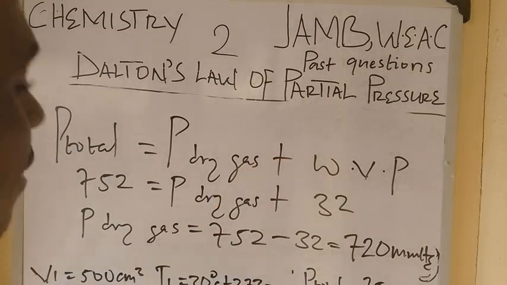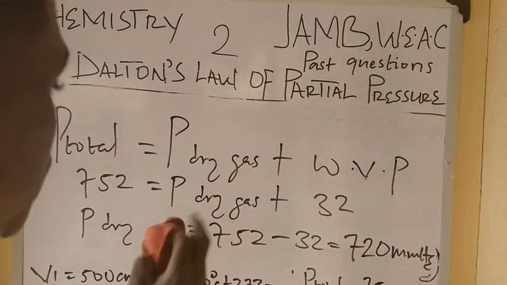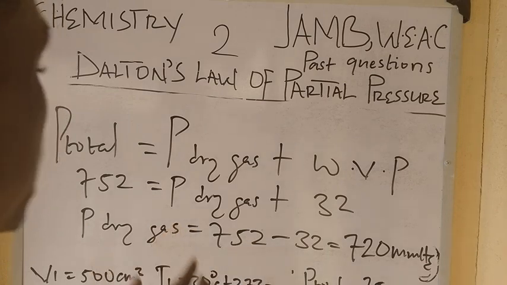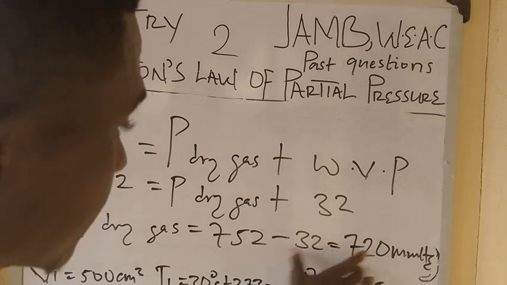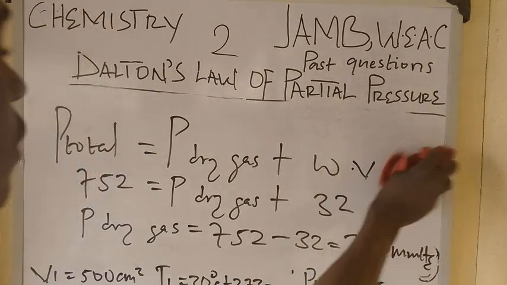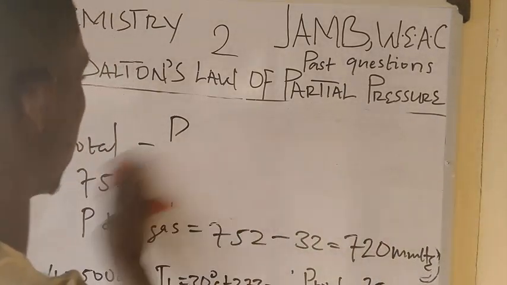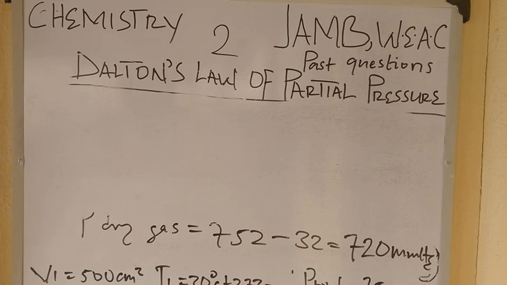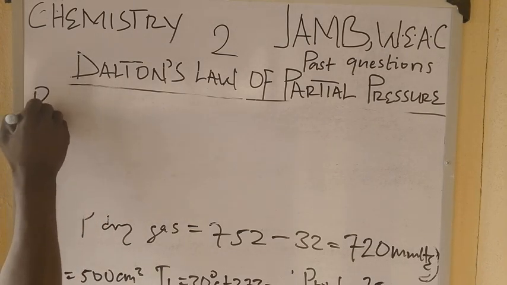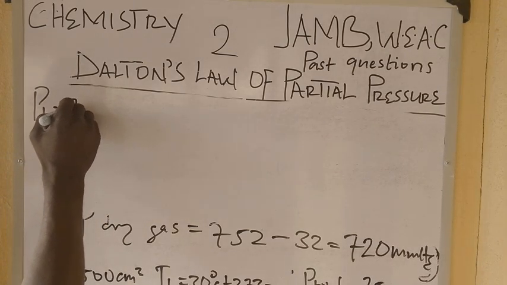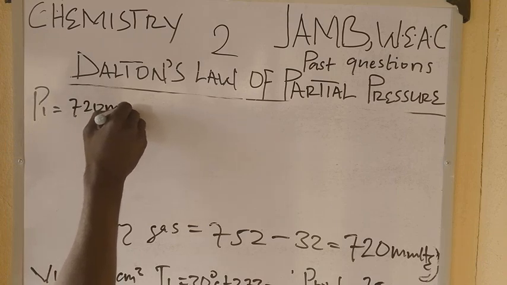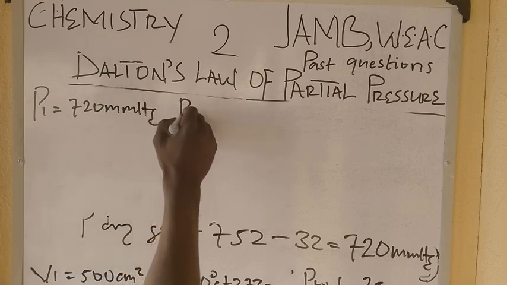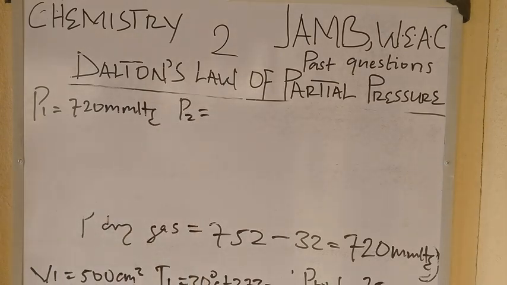So if I want to bring out this data very clearly now, this is the first step. You get the pressure of the dry oxygen. So the pure pressure of the dry oxygen is like this, 720. So now, if I want to bring out my data before I use my formula, P1 is equal to 720 millimeter mercury.